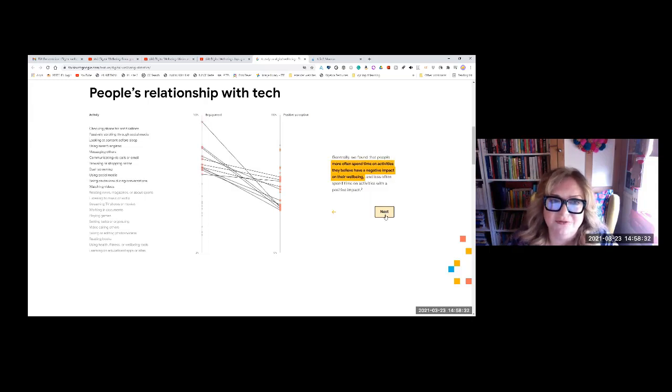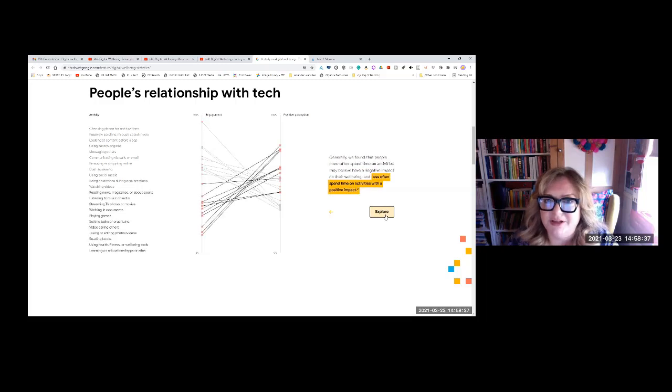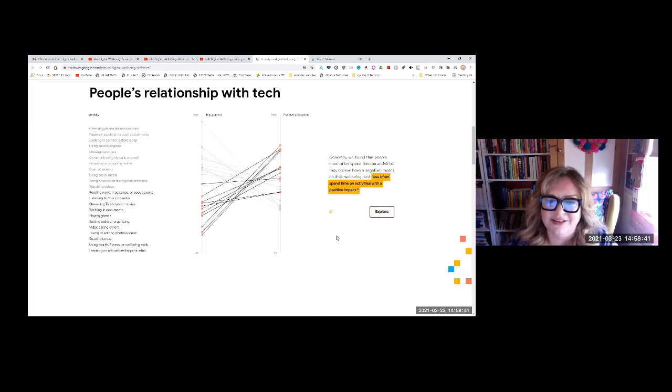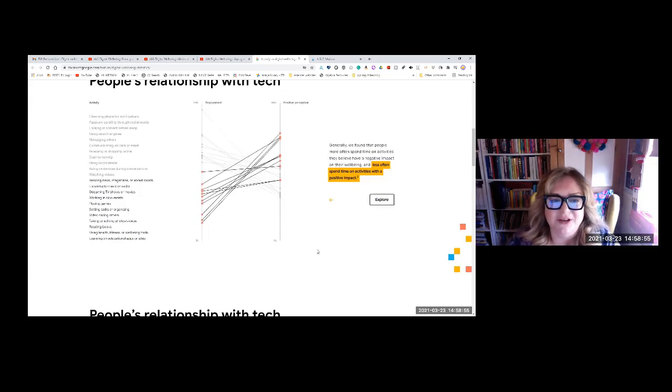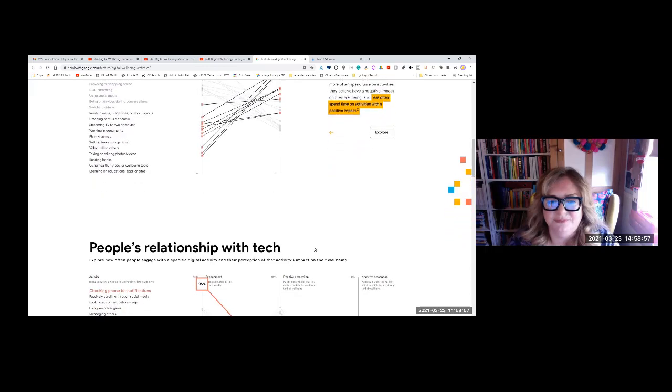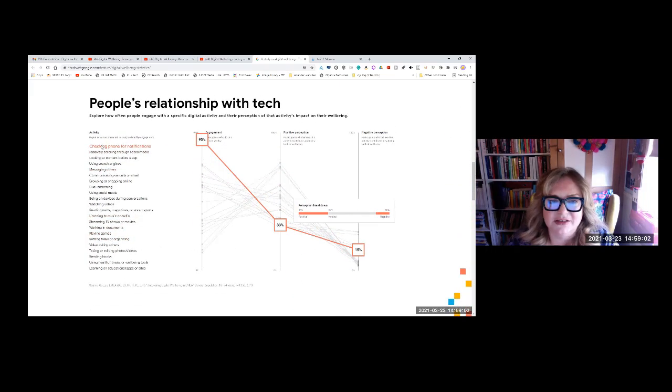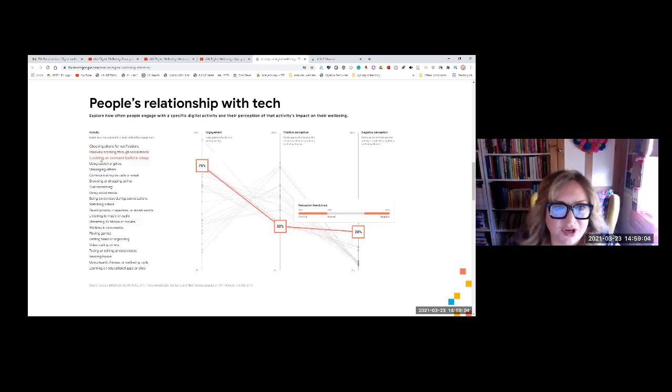So look, checking phone notifications, high engagement, low positive perception, and they go further down and down and down until one of the lowest things is reading a book, with tech, a really low engagement level, but a really high positive perception. So these are all here for you to look through later. And then this is something that you can scroll through.